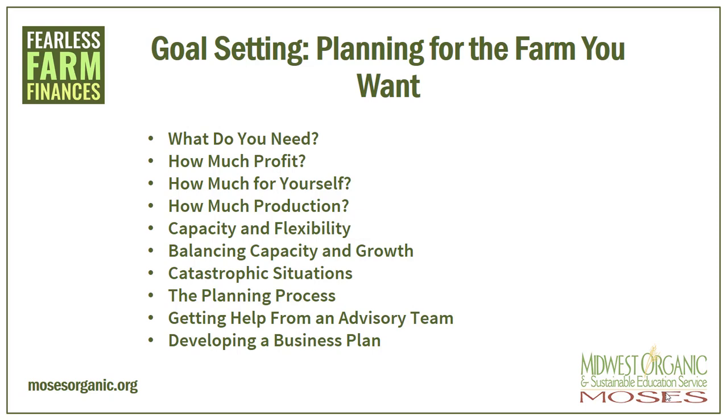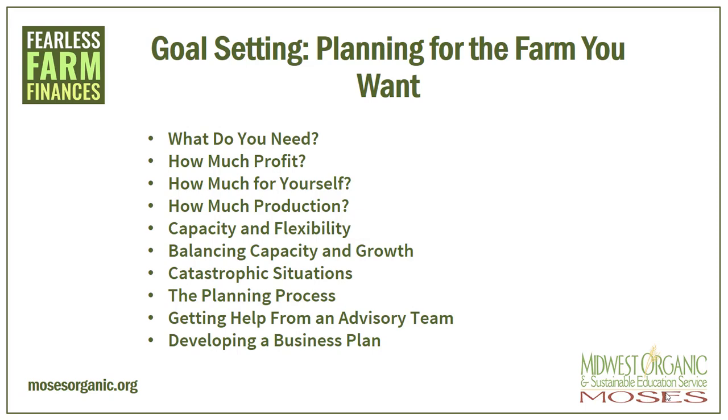What do you as an individual need, or what does your family need? How much profit are you going to plan for? How much for yourself, or like I said, your family? How much production will that all take to meet your profit needs and your individual or family needs? Then, what is the capacity and flexibility of the farm that you either have or are planning for? How do you balance capacity, flexibility, and growth?